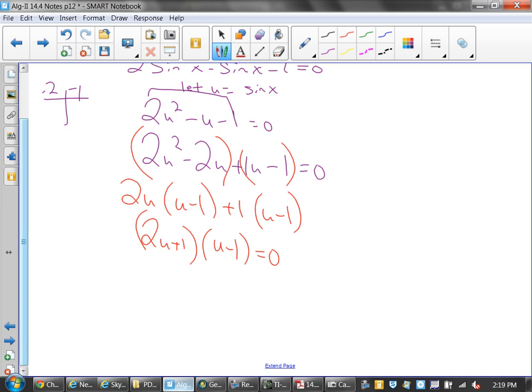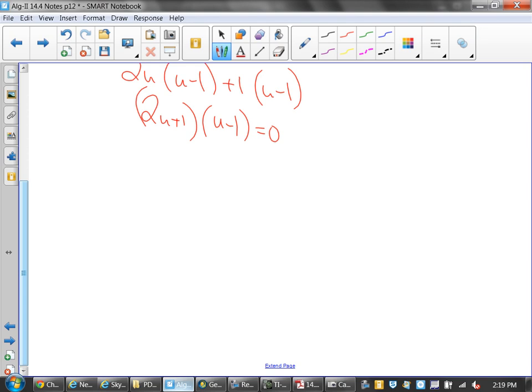But what did I say that u was equal to? Sine of x. So I just substitute back in sine of x, and it just makes it a little bit easier to work with. So I have 2 sine of x plus 1 is 0, and sine of x minus 1 is 0. So where do I get a sine value equal to negative half? And where do I have a sine value equal to 1?